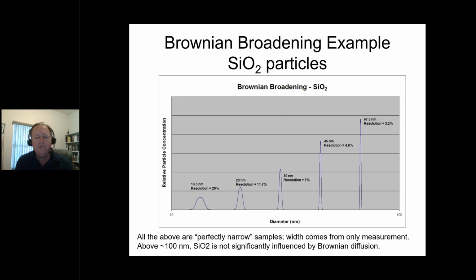Here's an example from the real world. This is SiO2 particles of different sizes. You can see that as the size goes down, the best resolution you can get keeps getting worse. And below approximately 13 nanometers, the resolution becomes quite poor, and it would be pointless to measure any smaller than that. The same applies to every kind of material.